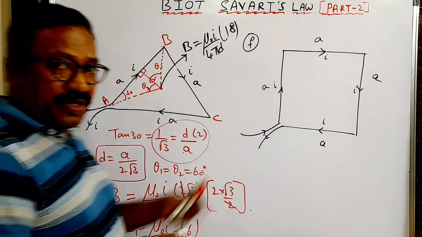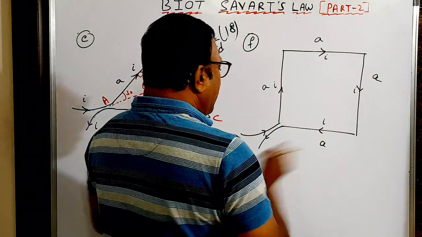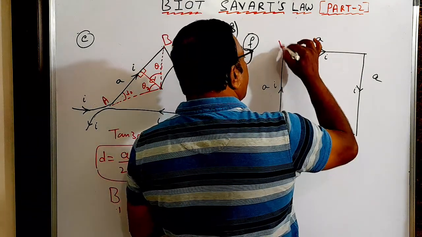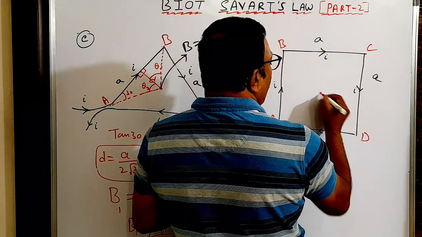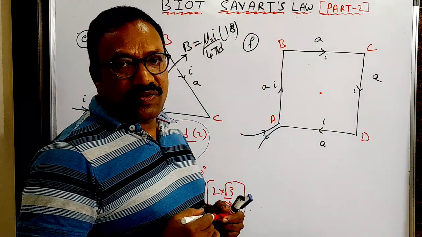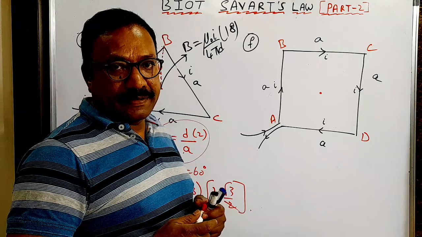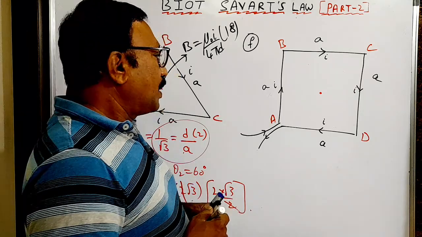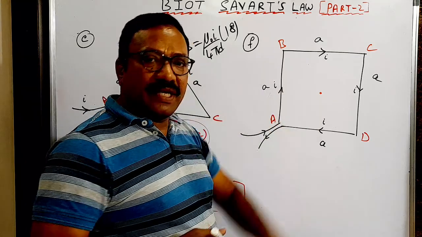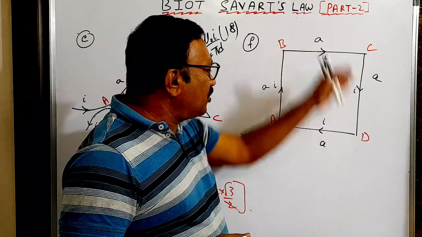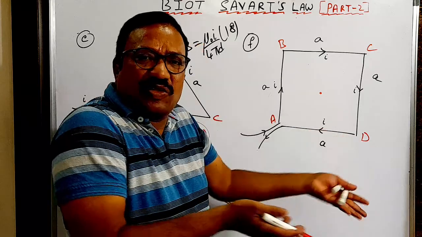Now you try here, here also. So let me name this as A, this is B, this is C, this is D. I want the magnetic field at the center of the square loop having current. So first I'll take wire AB and determine the magnetic field here. Similarly, due to BC, due to CD, due to DA also, the same fields you will have.